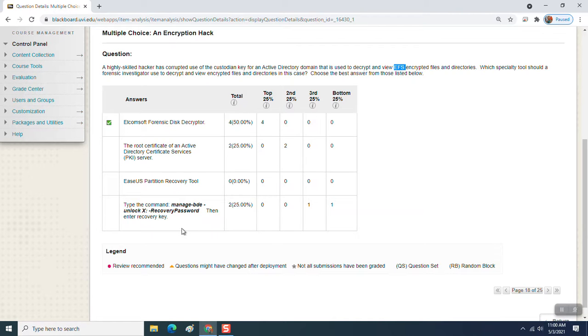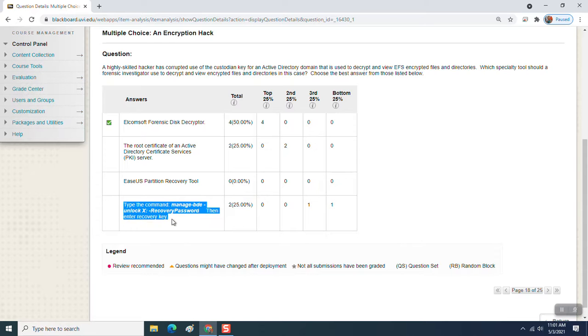So PKI has to do with public asymmetric encryption keys, public and private. EFS involves a symmetric key that's used to encrypt. And those keys are managed centrally through Active Directory.